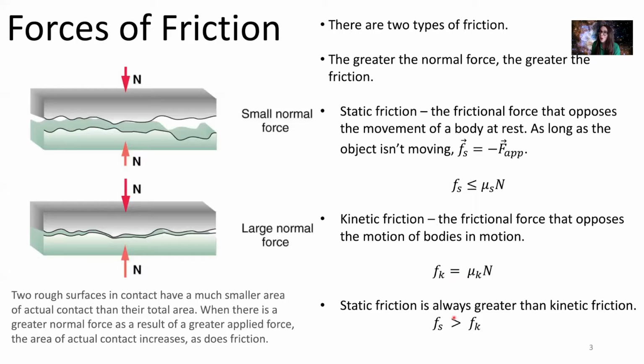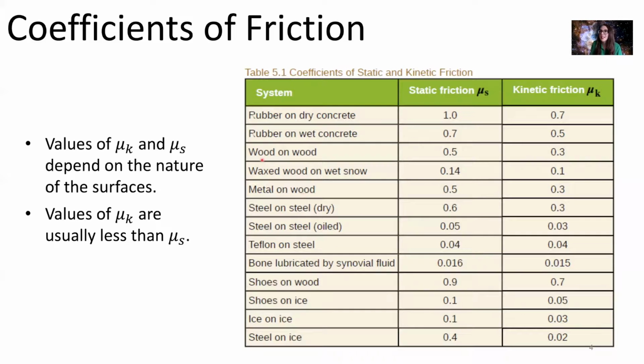Static friction is always going to be greater than the kinetic friction. The coefficient of static friction is almost always greater than the coefficient of kinetic friction too. So the static friction is always greater than the kinetic friction. This is a table of coefficients of friction. Your textbook has a table too.